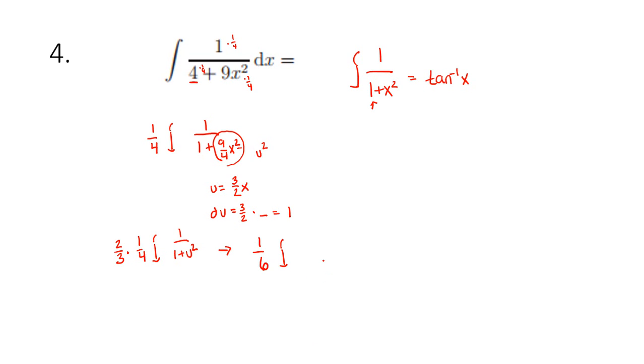And then we have 1 over 1 plus u squared, which turns it into tan negative 1, or the inverse tan. So we have tan negative 1 of u plus c, since it's indefinite. Well, I got one more step. That is to plug in our u. So it's 1/6 tan negative 1, our u is 3 over 2 x. And that is the final answer I'm looking for on this question.